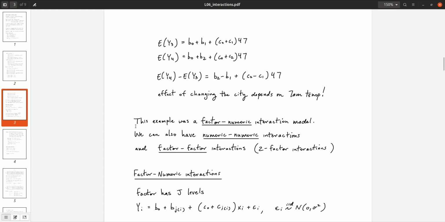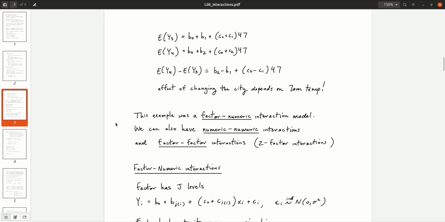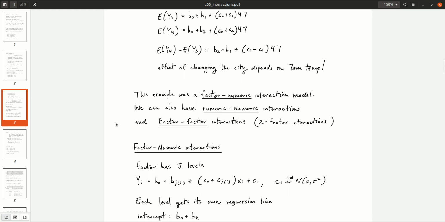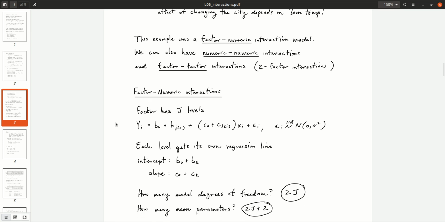Okay. Now, this is an example. I think this is the most straightforward type of interaction. It's a factor-numeric interaction model, called that for obvious reasons. We can also have interactions between two numeric covariates. We call that numeric-numeric interactions. And we can also have interactions between two factors, and we call that factor-factor interactions, or two-factor interactions. So let's look at the factor-numeric interactions in general.